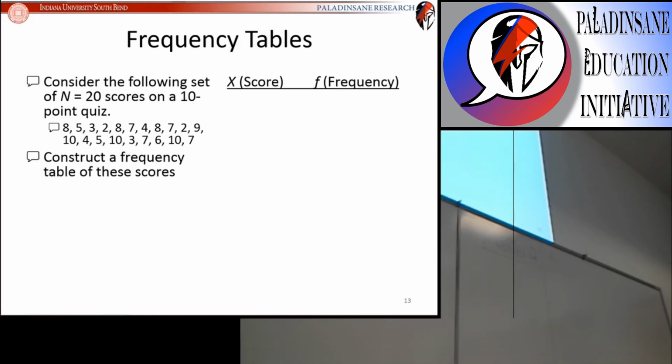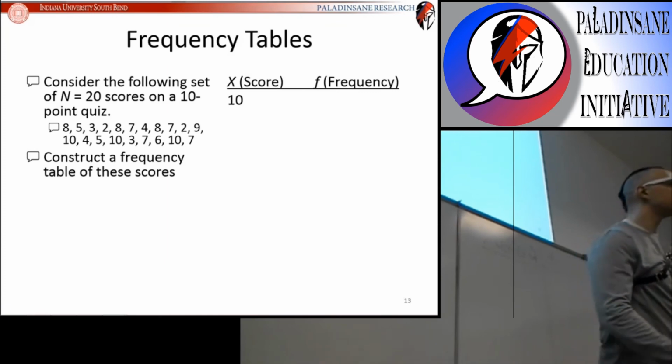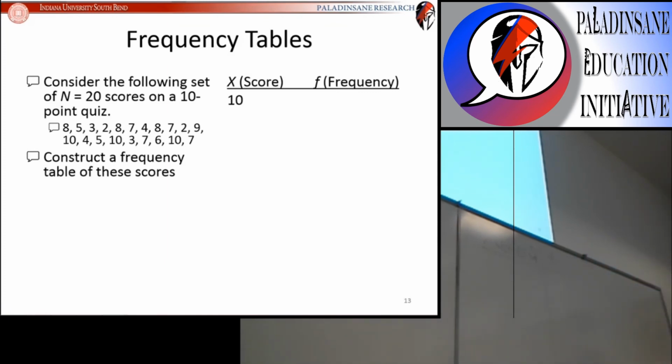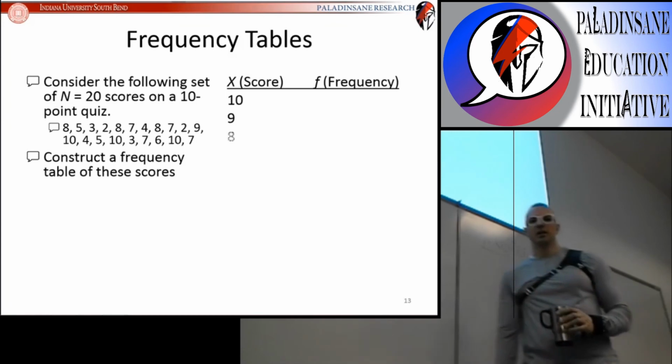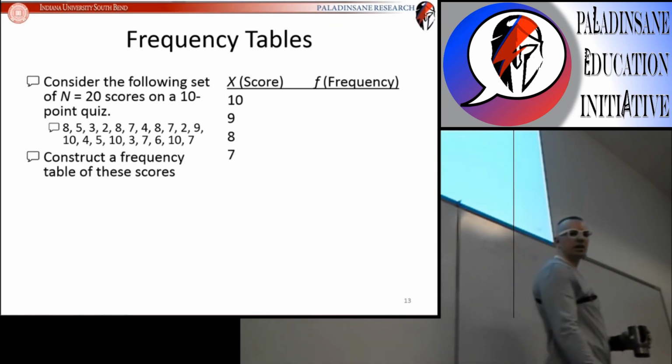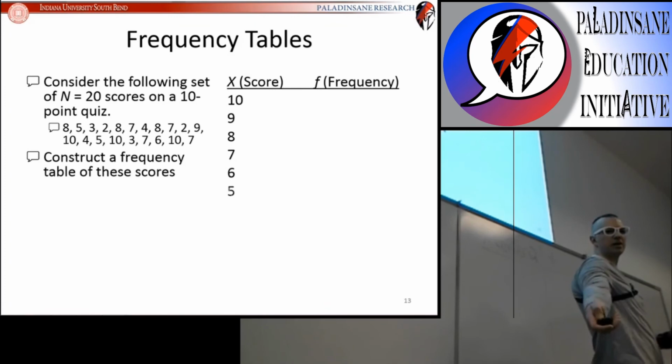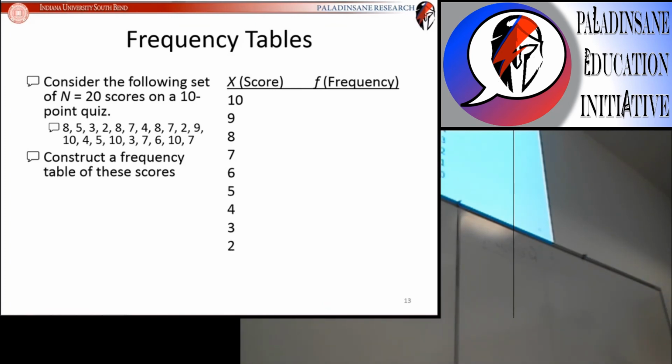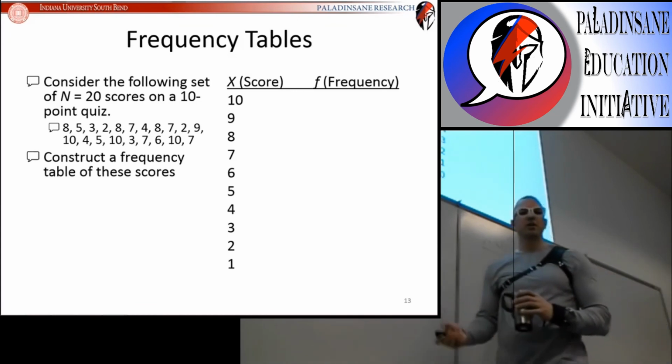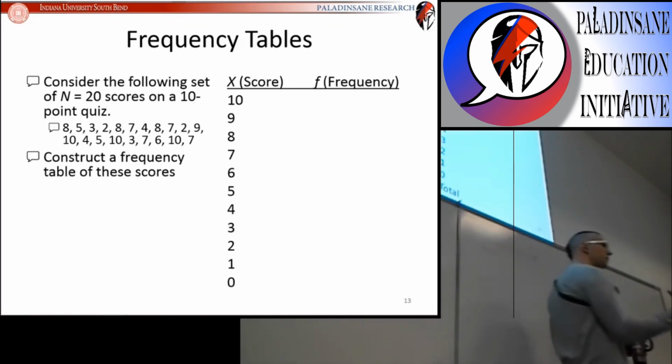F over here is for the frequencies. Again, do not read it as F. Read it as the frequency. What you would do is list all of your possible scores. In this quiz, it is possible to get 10 out of 10, and it is possible to get 9 out of 10. It's possible to get 8, and 7, and you can get 6, and a 5. You can get a 4, a 3, a 2 and a 1, and you can even get 0 out of 10. You can get everything incorrect. So what we do is we list the possible scores.